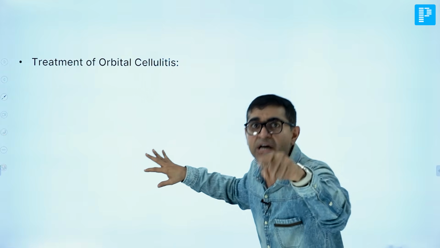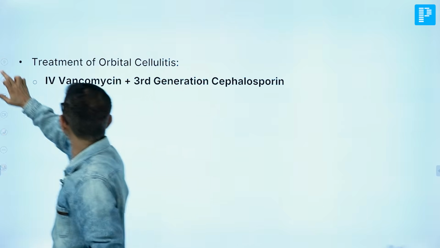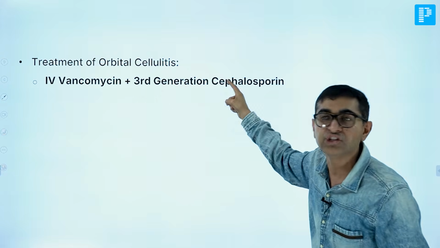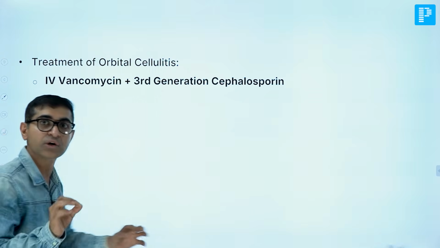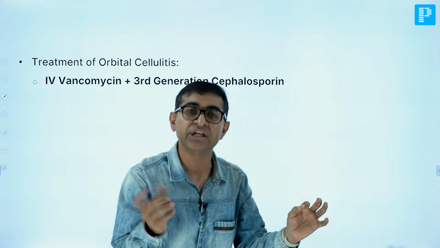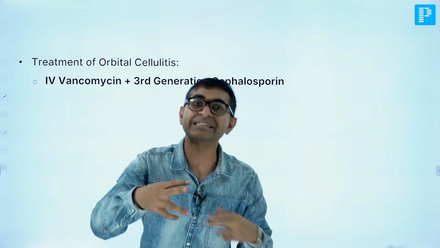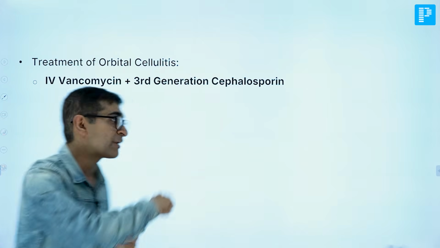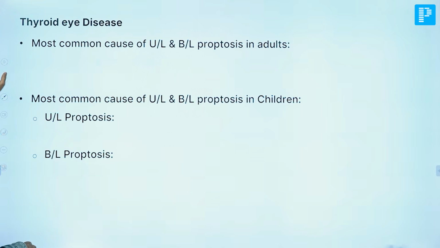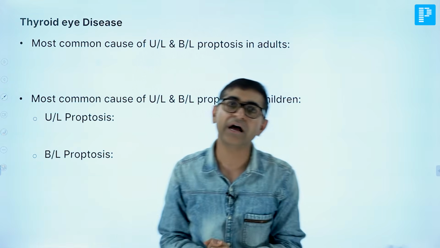And what are those drugs? It is IV, intravenous, vancomycin, and third generation cephalosporin. That is your treatment of choice. In orbital cellulitis, you can also top it up with metronidazole, which is effective against anaerobic organisms. All right. Now, coming over to thyroid eye disease.